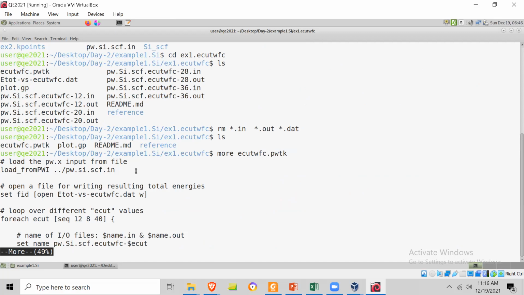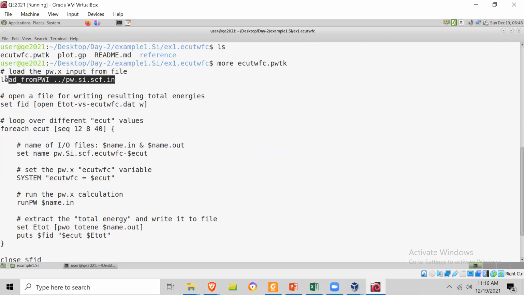What this does is it has a template file that is going to be loaded, and then it's going to substitute the E cutoff values from 12 to 40. If you want more than 40, we can edit that. In steps of 8, so it's going to go 12, 20, 28, 36, like that. The next one should be 44, but yeah. It will substitute all those values.